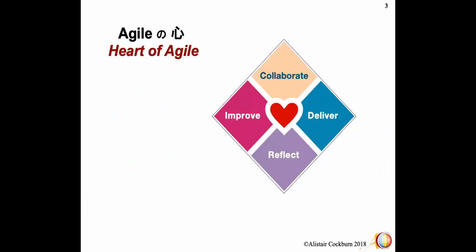So here it is. It's just the 4 words. And all you have to do is, every time something happens, look at which of these 4 words is the word to be focusing on at the moment. And you collaborate to deliver, you reflect to improve, and then you reflect on the collaboration and you improve the collaboration, and you reflect on the delivery and you improve the delivery, and so on. And there are all these different loops there.